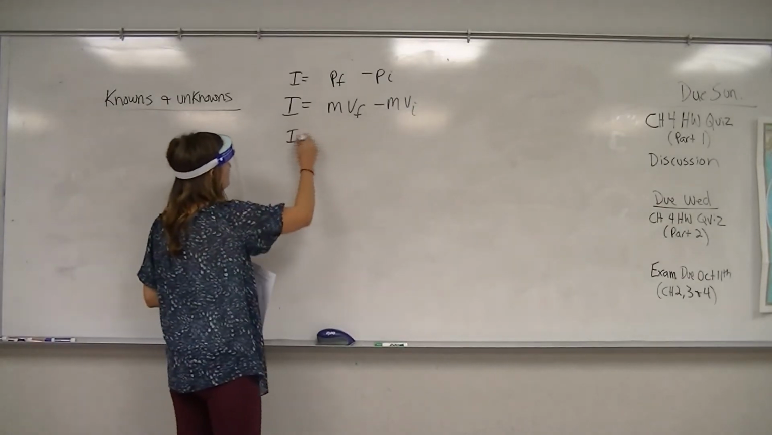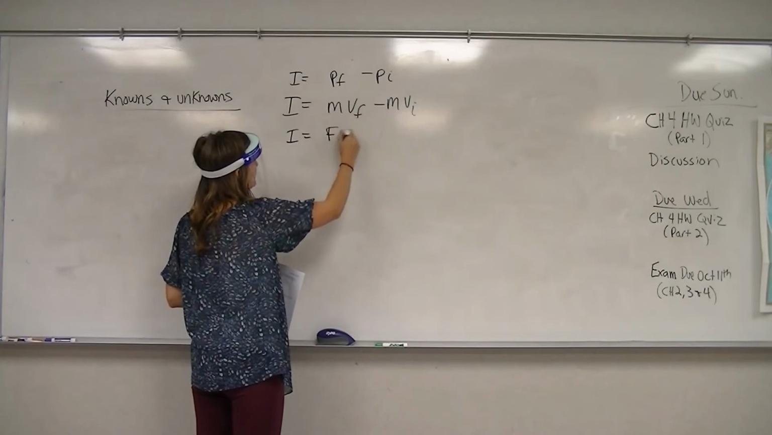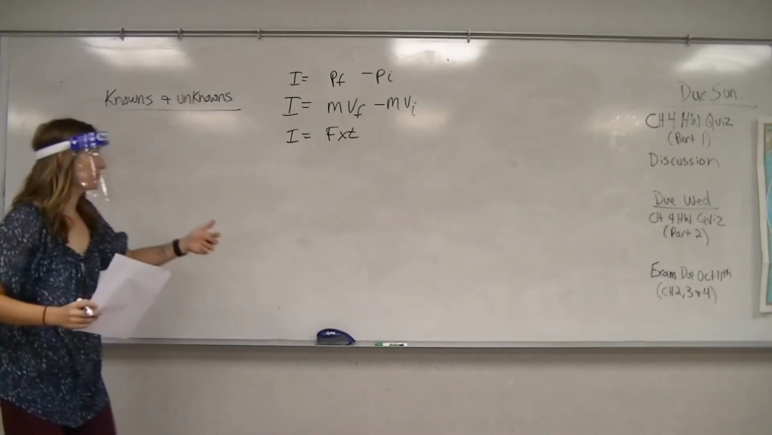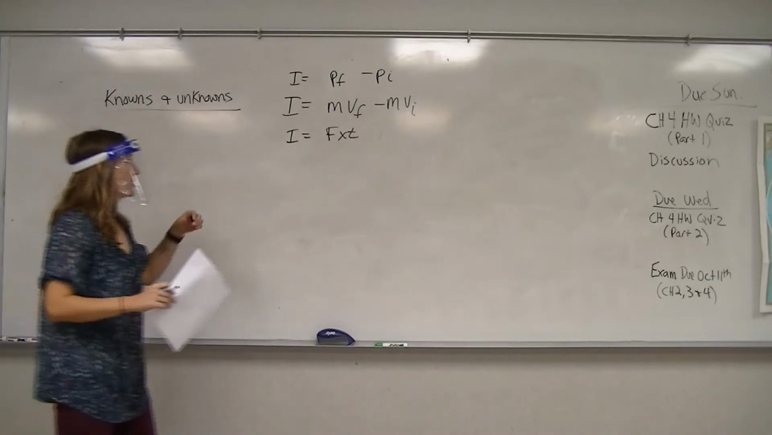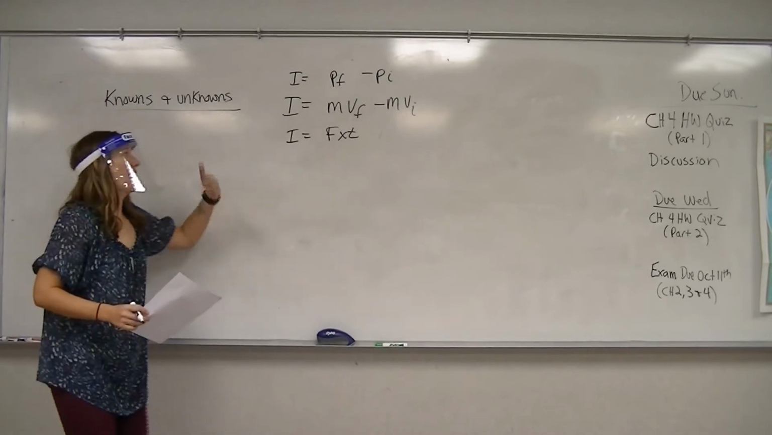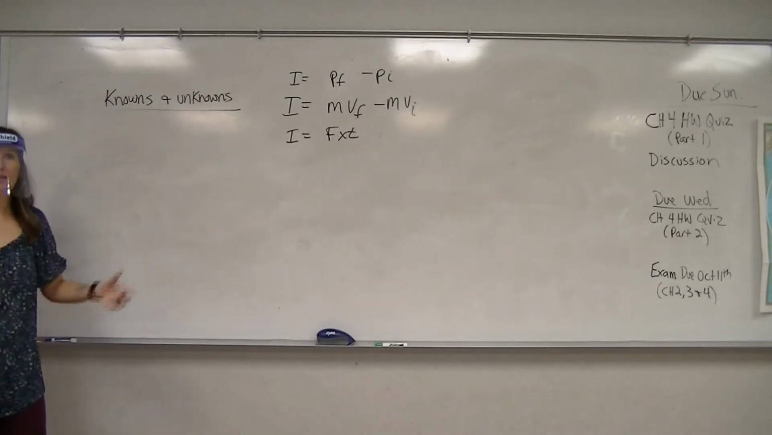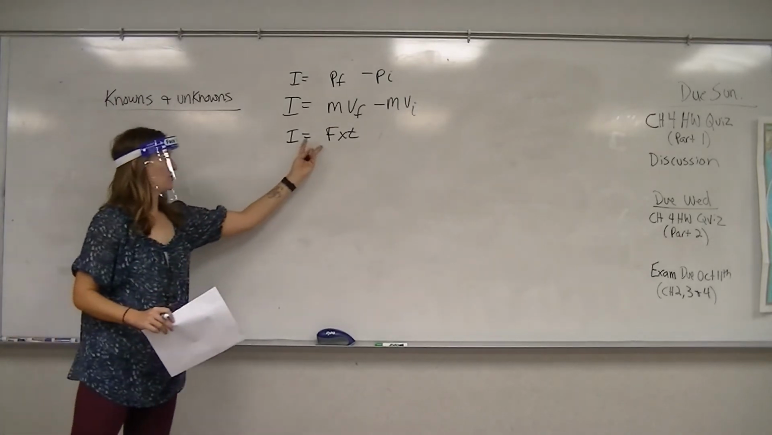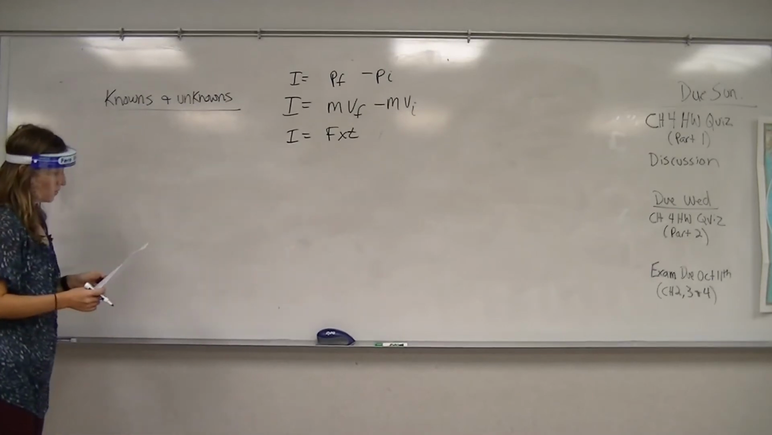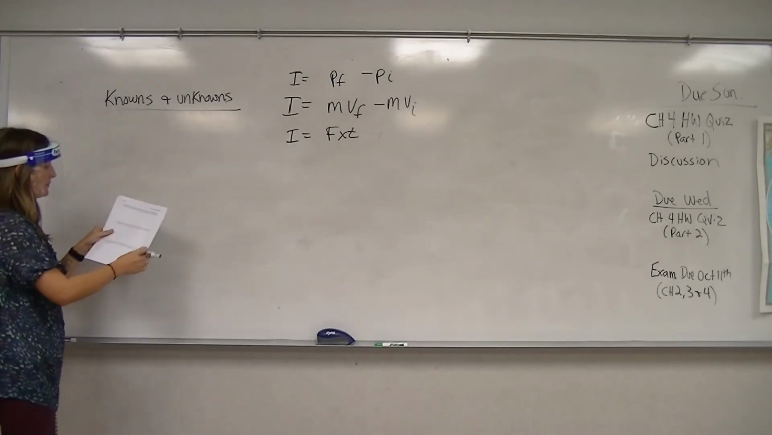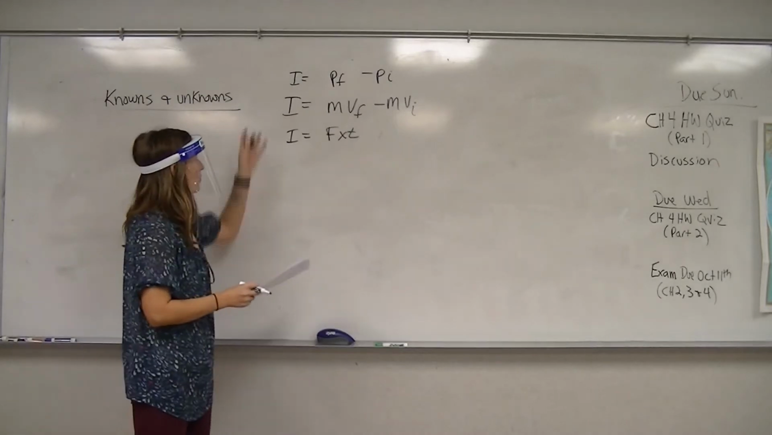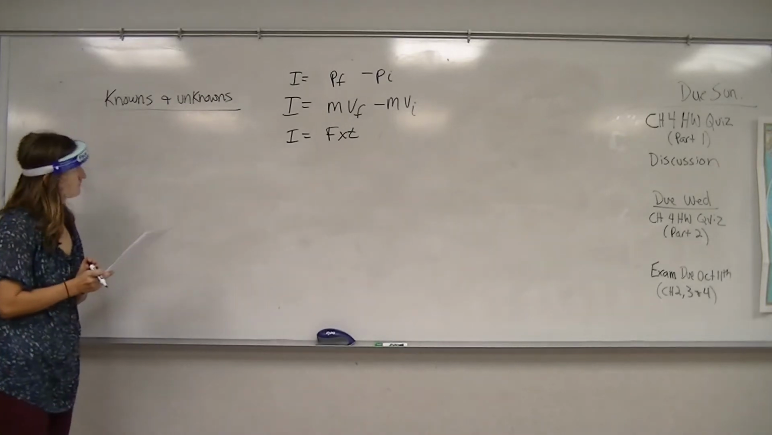The other one relates impulse to force. So this is why chapters 3 and 4 are together, is because chapter 3 is all about force, and then chapter 4 brings in momentum and impulse, relating those two. So we're going to use this information from this problem to figure out what equation is going to work best.